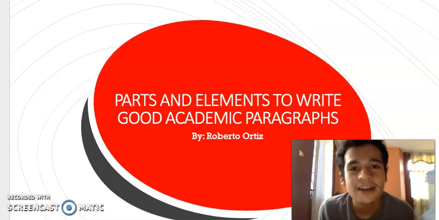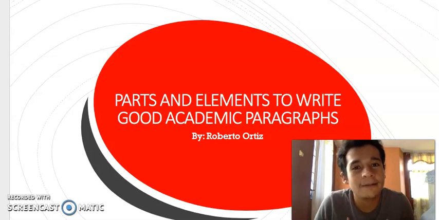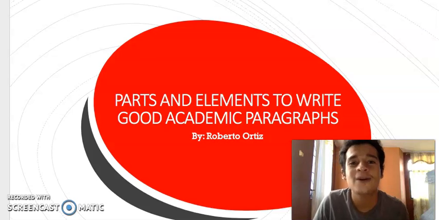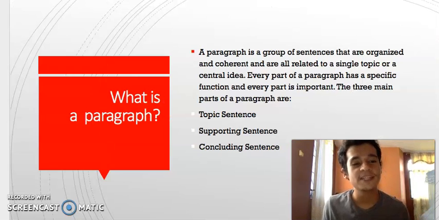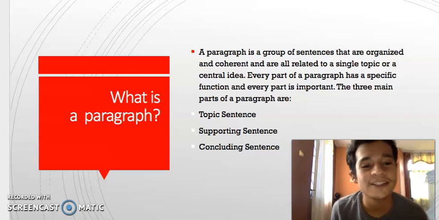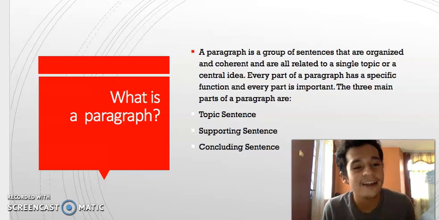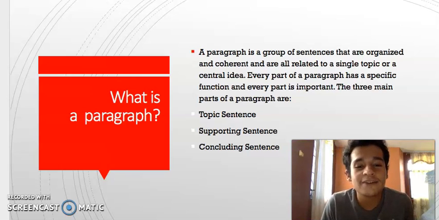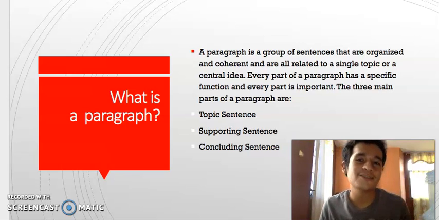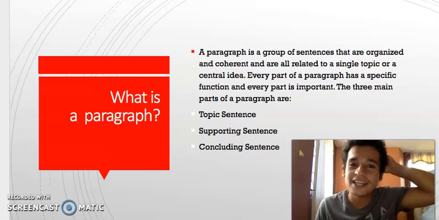Academic paragraphs. In order to know how to write good academic paragraphs, we need to know what a paragraph is. A paragraph is a group of sentences that are organized and coherent, and are all related to a single topic or essential idea. Every part of a paragraph has a specific function, and every part is important. The three main parts of a paragraph are the topic sentence, the supporting sentence, and the concluding sentence.